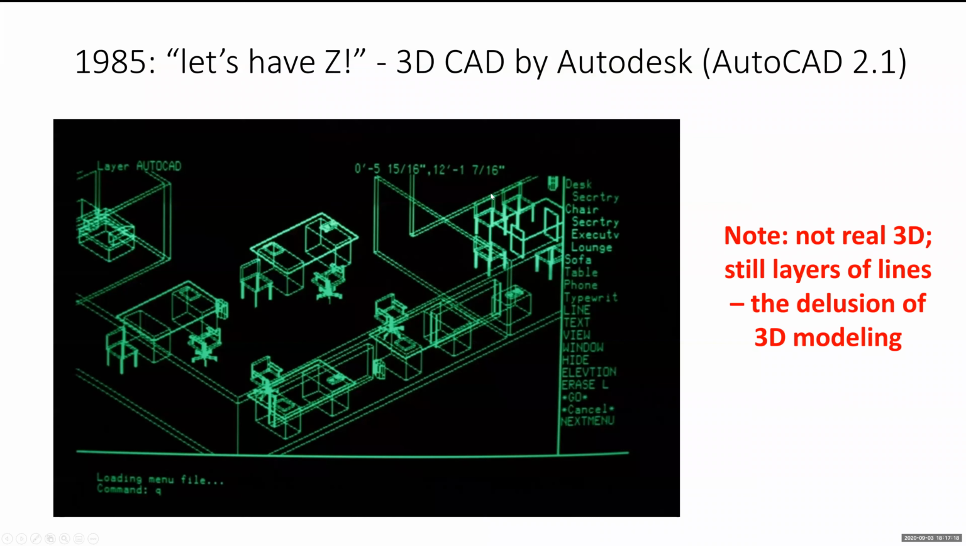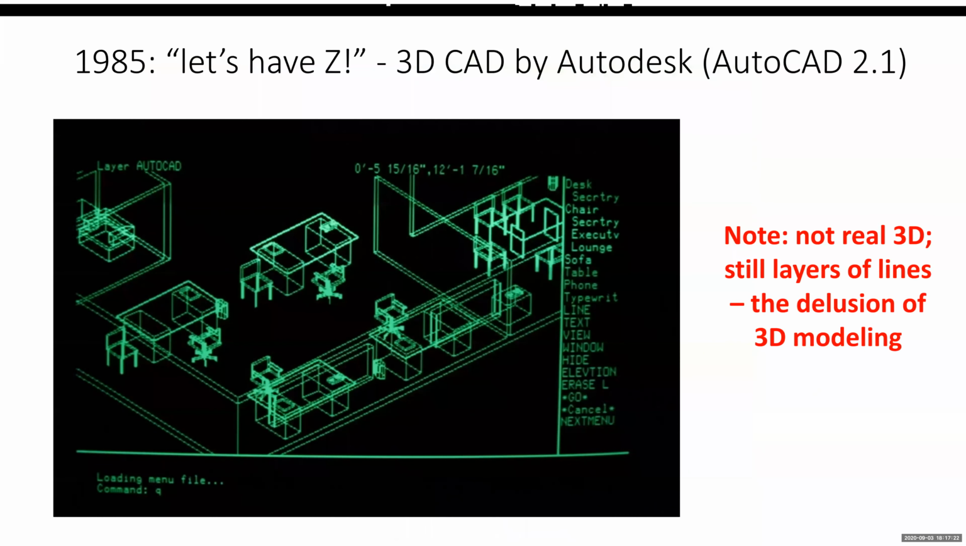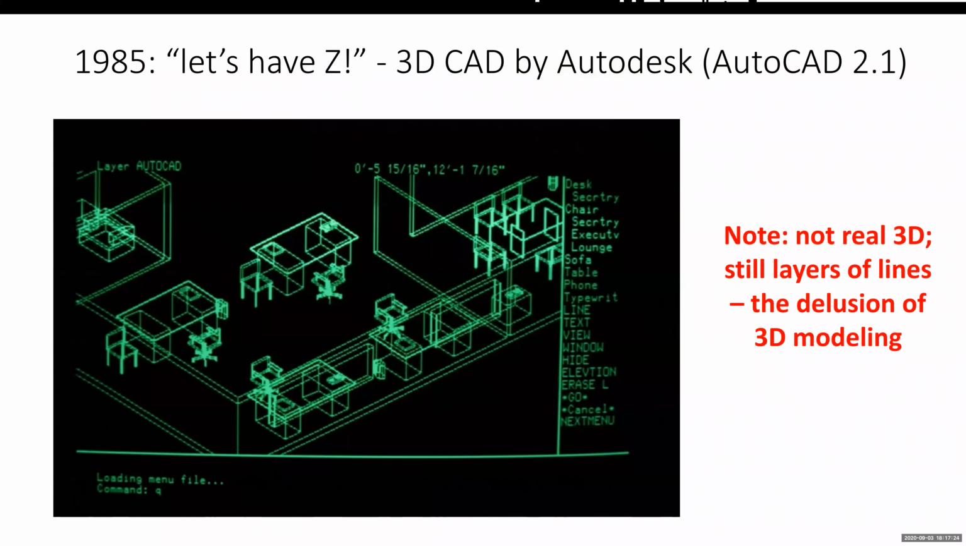In 1985, finally, Autodesk realized that, okay, we don't like 2D, because we human beings perceive the world as 3D. So why don't we do 3D CAD? Let's have the dimension Z. That's actually AutoCAD 2.1. They added a 3D CAD function where you basically plot lines and define the depths, and it generates this 3D model for you.